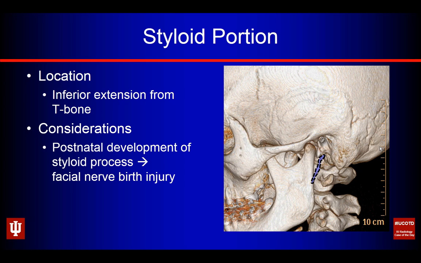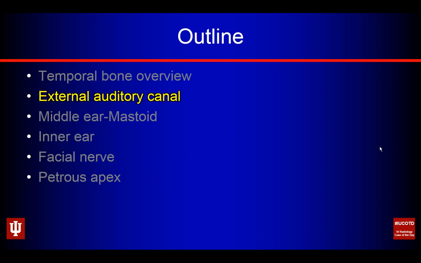So it's important to keep in mind that this structure that helps to protect nerve structures running below it, like the facial nerve, the extracranial facial nerve, well, that's not really developed at birth. So it does put the facial nerve at potentially increased risk of birth injury because this protective structure hasn't really developed. Okay, that was the overview of the temporal bone.